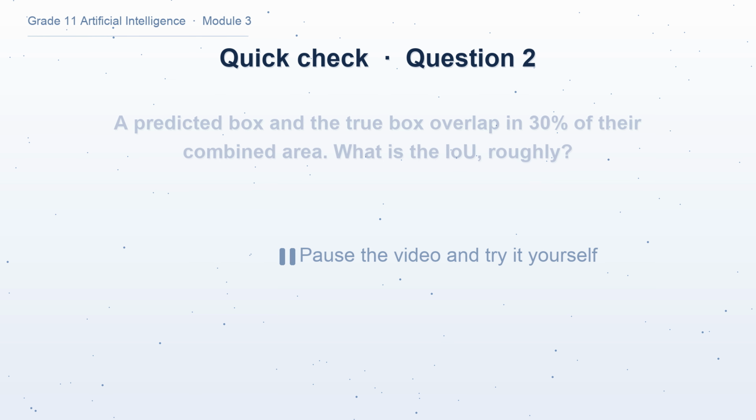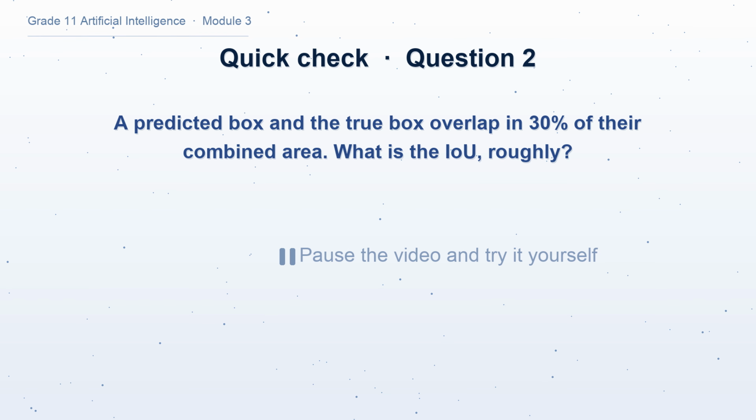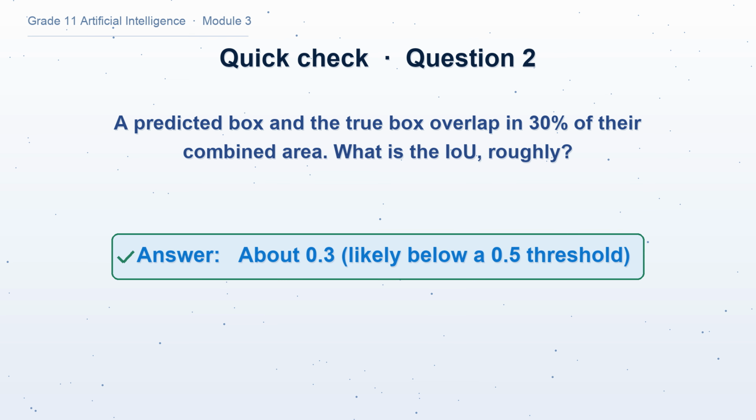Question 2. A predicted box and the true box overlap in about 30% of their combined area. What is the intersection over union, roughly? Intersection over union is the overlap divided by the union, so it is about 0.3. Since that is below a common threshold of 1/2, this detection would usually be counted as a miss.